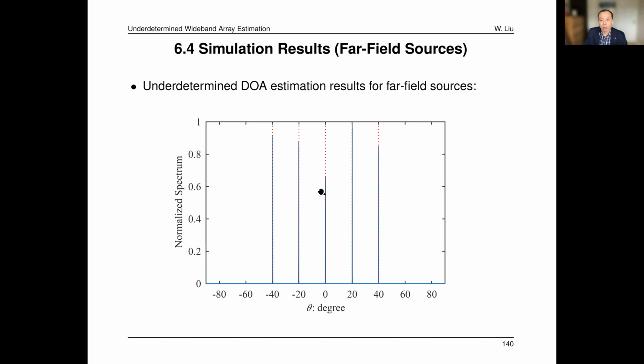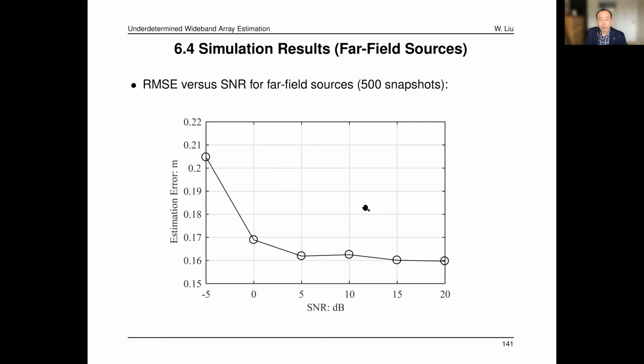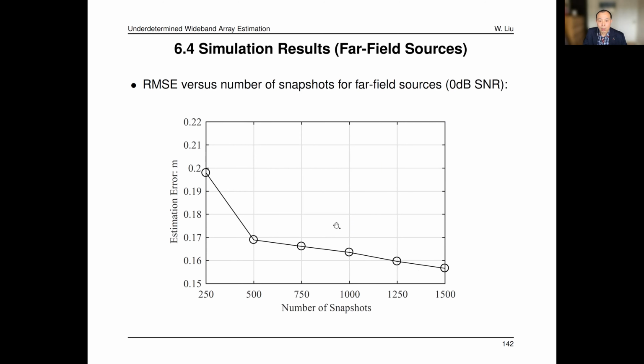And then the DOA estimation results: all 5 directions have been distinguished and identified successfully. And we calculate the RMSE versus SNR. You can see that with an increase of this SNR, you get a better result. And RMSE versus snapshots shows a similar trend.